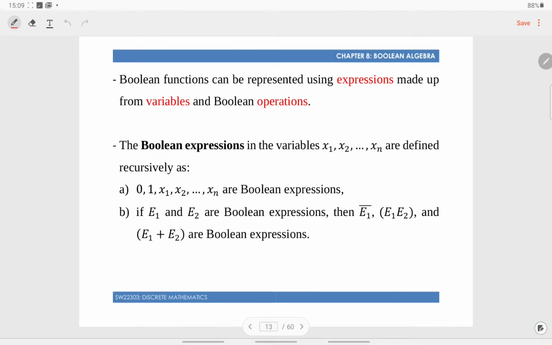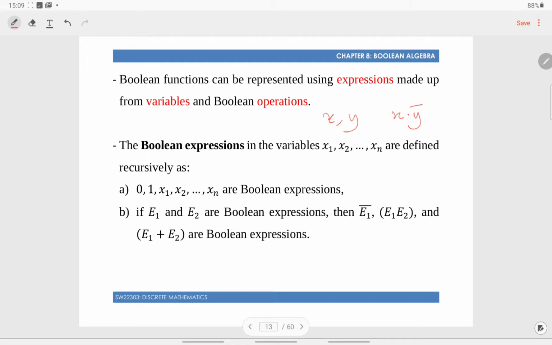Boolean functions can be represented using expressions made up from variables and Boolean operations, like the one given in the previous function. It is an expression made up from variables x and y, and also Boolean operations. We have x, we have the Boolean product, and then we also have the complement on y.